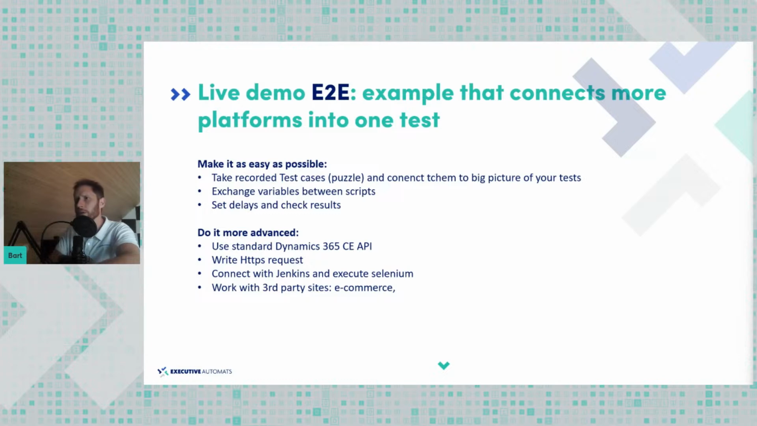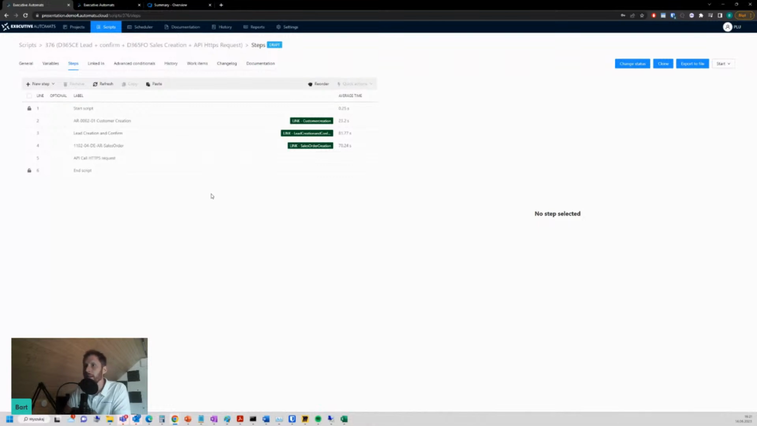And as soon as we jump into Executive Automate, you're going to notice that I've prepared a quick end-to-end for you today. Raf, if you can jump back to the EA. Thank you. So how can you link that? We have customer creation. This script was not recorded by me, I was just adding the sealed test cases here. So I have one element here, AR customer creation, lead creation and confirm, the thing we've done in CE. Then we've got sales creation.